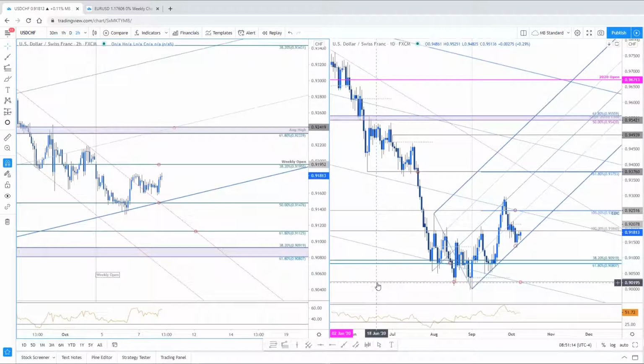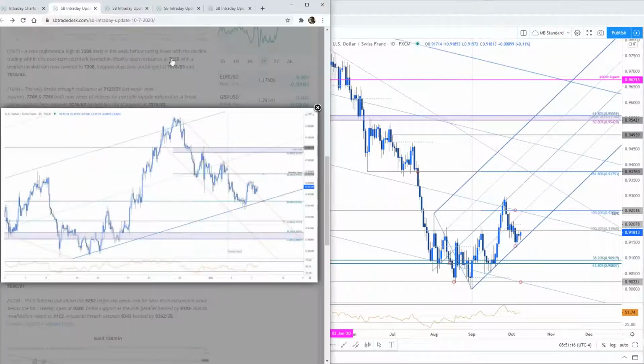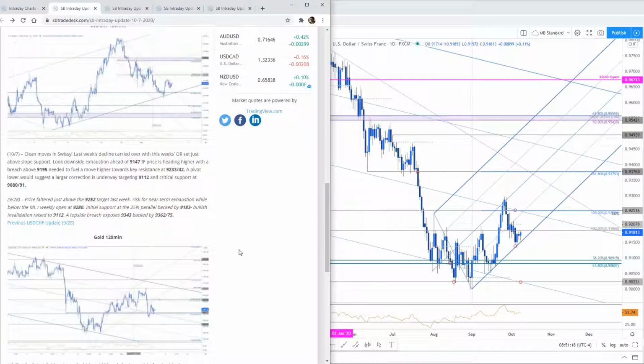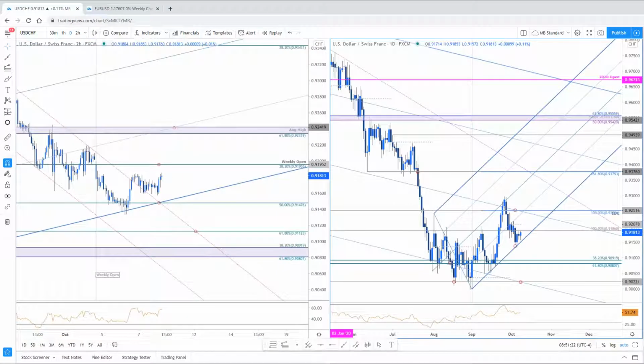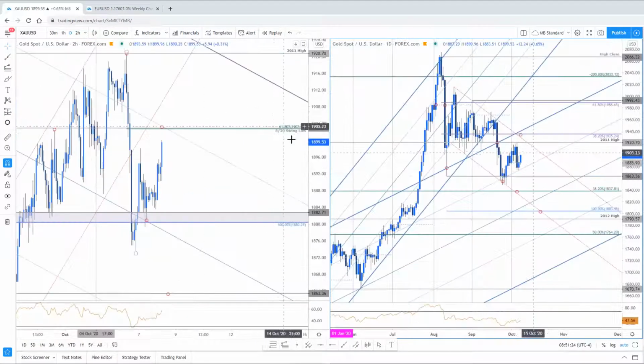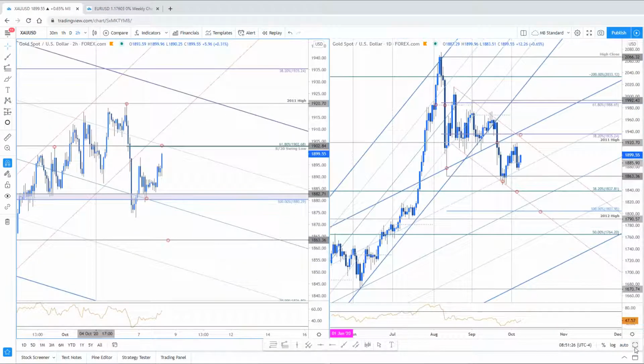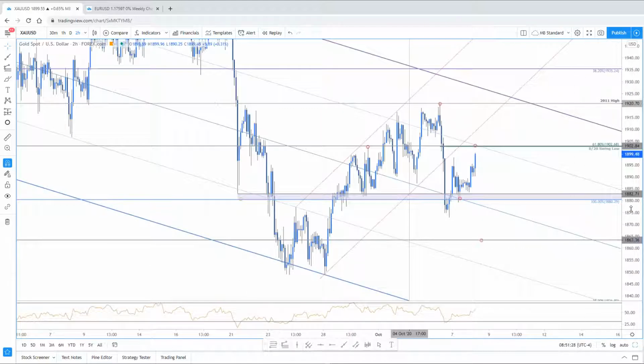Okay, so that's Swissy. Gold. Gave you an update on that as well last night. Look, this one is very interesting as well. Here's the gold update. I hope some of you have been on this one. We're running back into resistance. 1902 is the focus right here into the US trade session today.